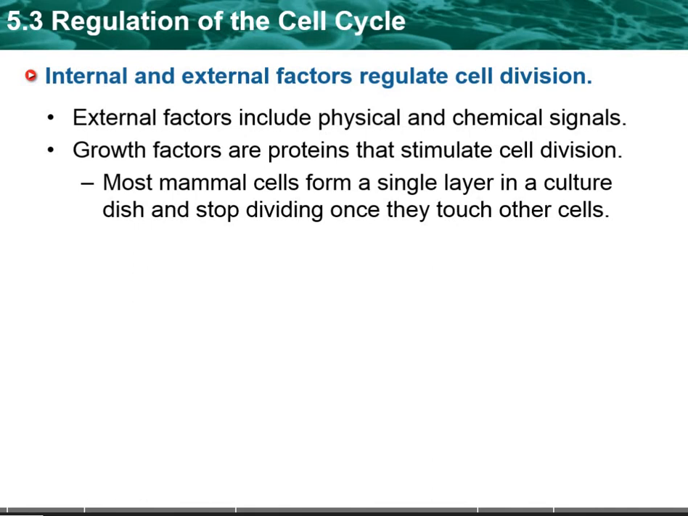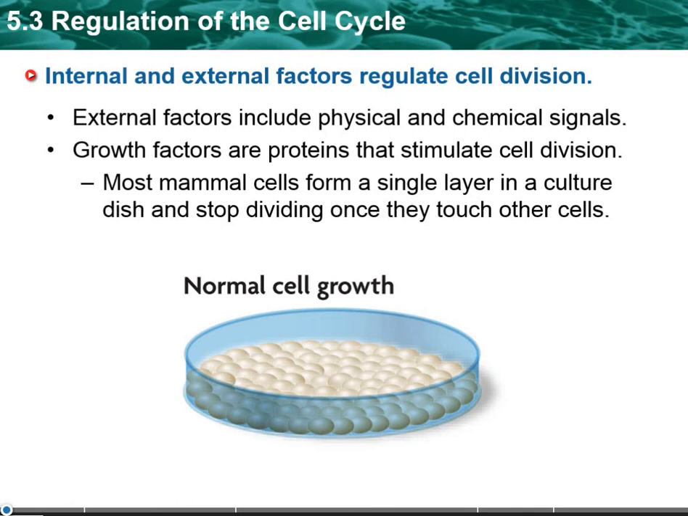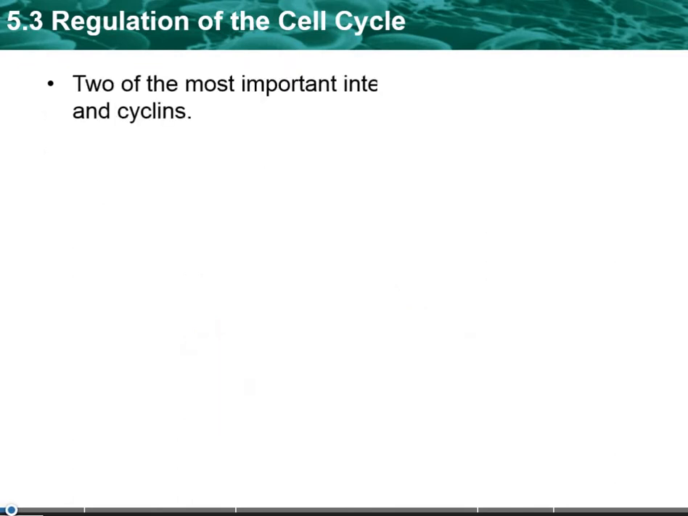So most mammal cells form a single layer in a culture dish and stop dividing once they touch other cells. So that's another thing that would be physical for the cells.